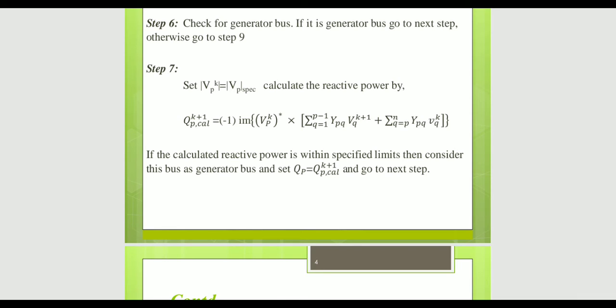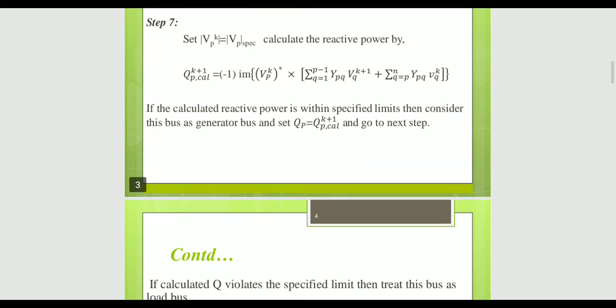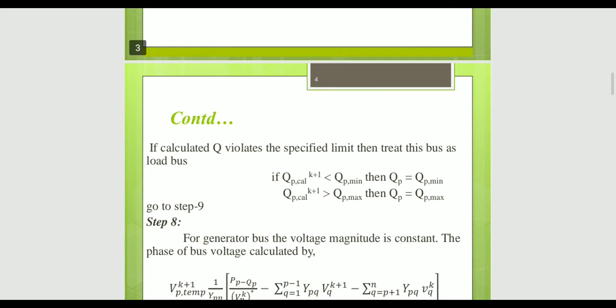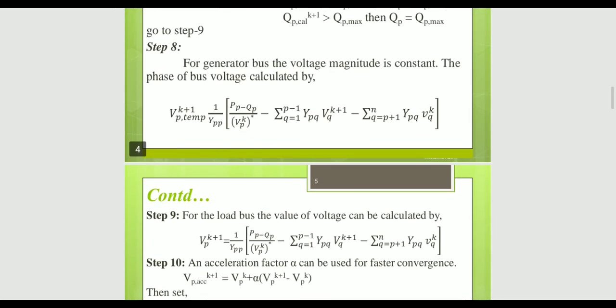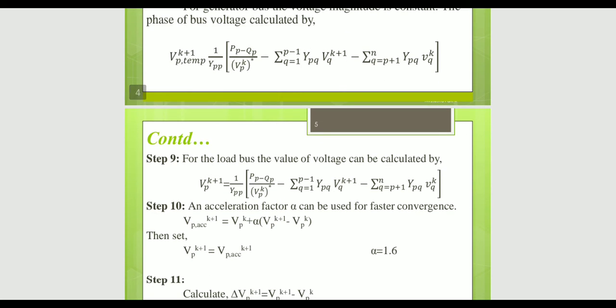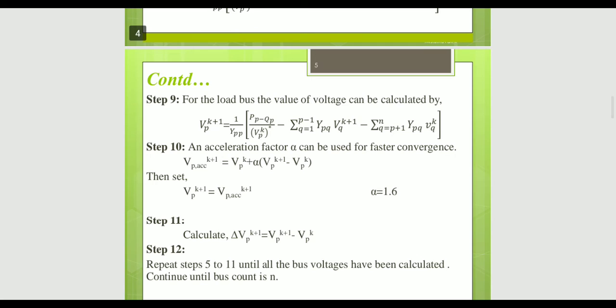In step number 7, you are going to calculate the reactive power by using these equations Qp, where it is continued like this. In the step 8, you are going to calculate the phase value of bus voltage, the phase of a bus voltage. In the step 9, the value of voltage for the load bus can be calculated as follows, that is, which represents Vp to the power of k plus 1.